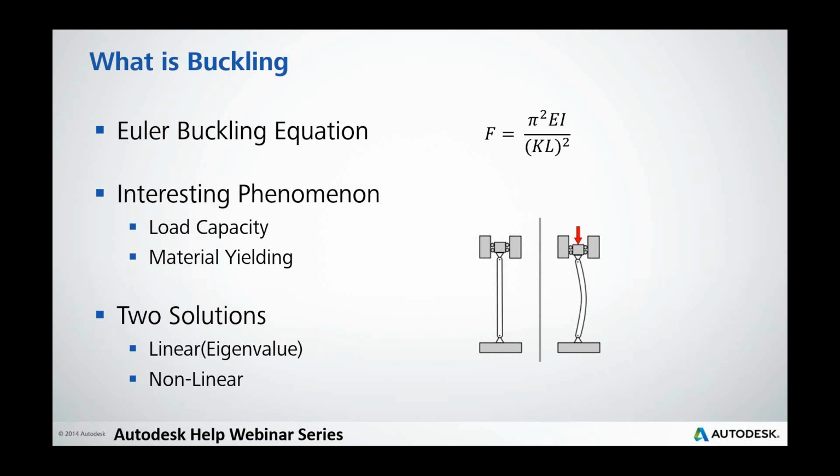So, and then we also, for Simulation Mechanical, offer two solutions. We have this linear solution, often referred to as the eigenvalue solution, and then we have the more advanced nonlinear capabilities.